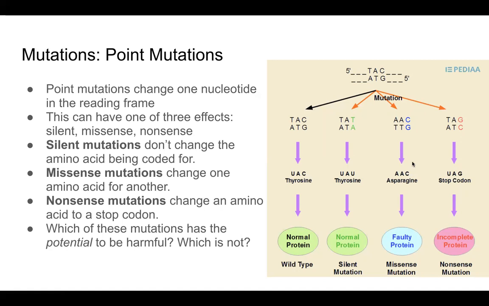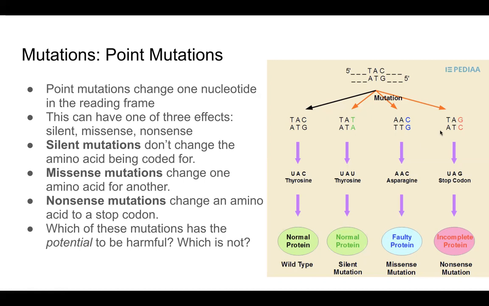So if we look at the chart again, the original sequence was TAC, and in this case, we changed it to AAC, that single point mutation, so the T was changed to an A, and this actually codes for an asparagine instead of a tyrosine, so it's going to be a missense mutation, not a silent mutation, because you're swapping out one amino acid for another.